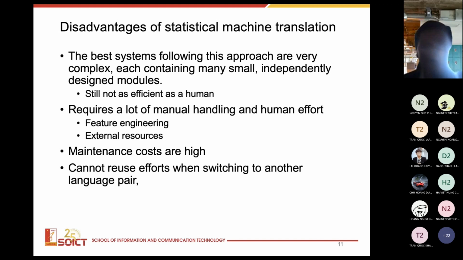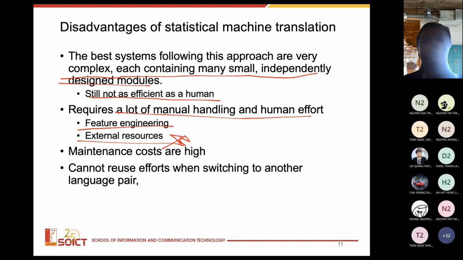So for the statistical machine translation approach, the systems following this method are very complex, and they contain many small independent models, so it's still not as efficient as humans, and it still requires a lot of manual handling and human effort, such as the feature engineering step, and requires external resources, right, for example, to build the alignment vector for every parallel sentence pair, right? And also the maintenance costs are very high for this approach, and we cannot reuse the effort we did for a specific language pair when switching to another language pair, right?